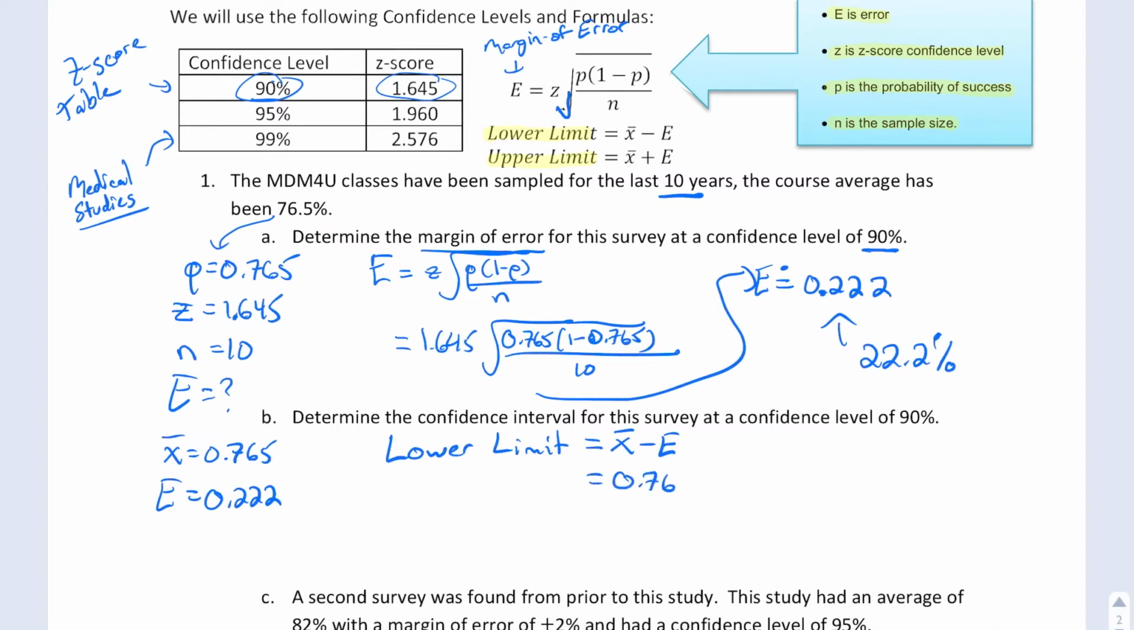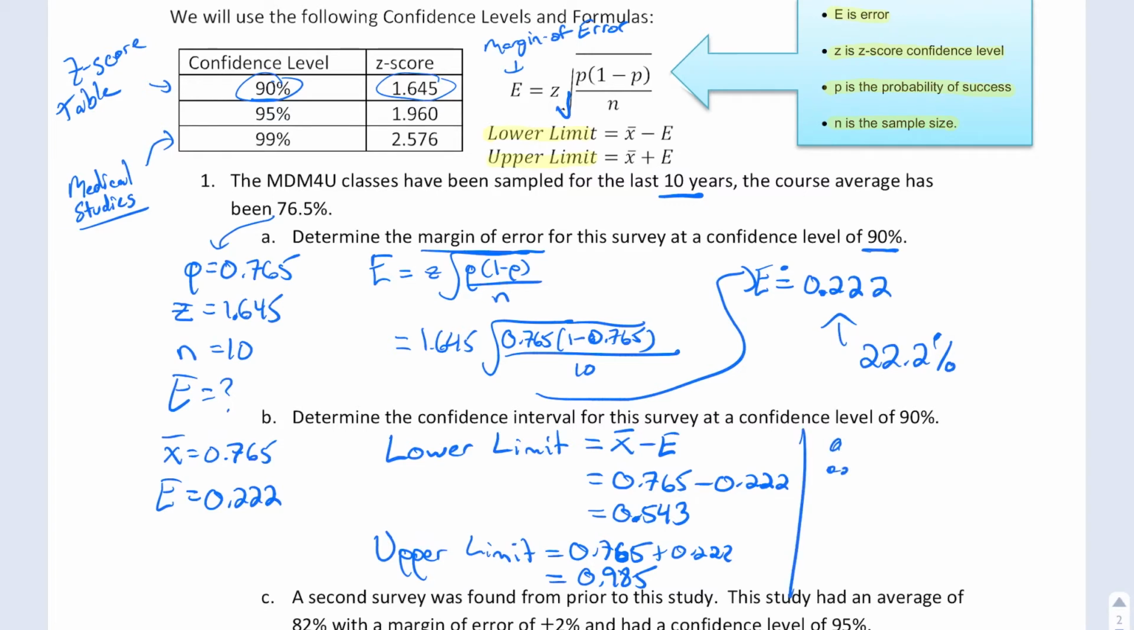So my lower limit for this confidence interval takes those two things. And so if you work that out, that becomes 0.543 or 54.3%. And then similarly with my upper limit, I'm just going to sub it in directly. And I get 98.5 or 0.985 if I'm working in decimals.